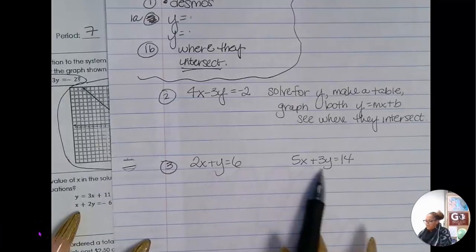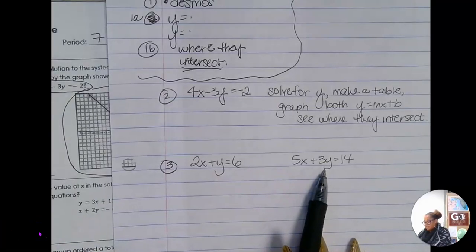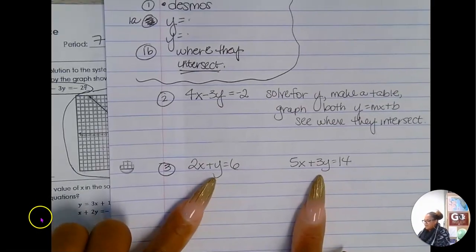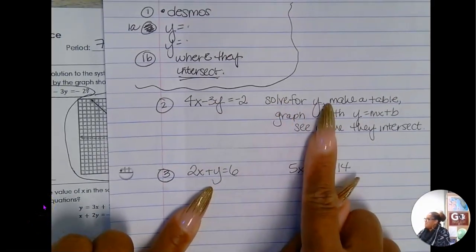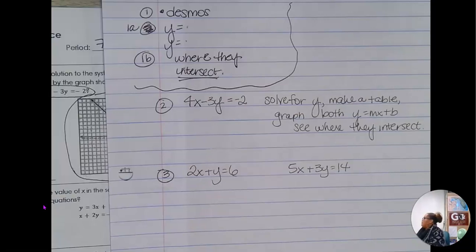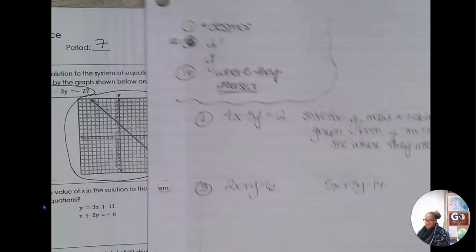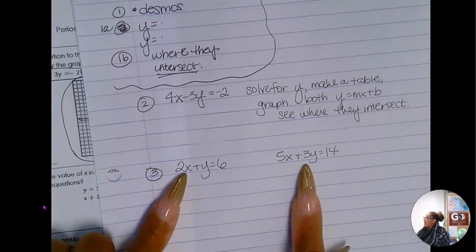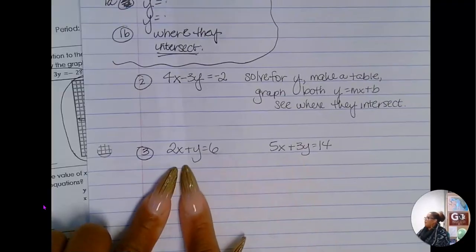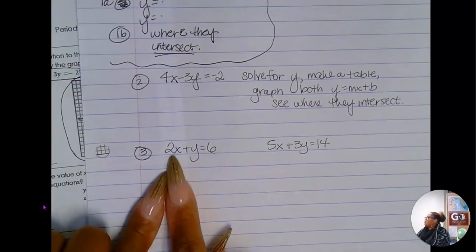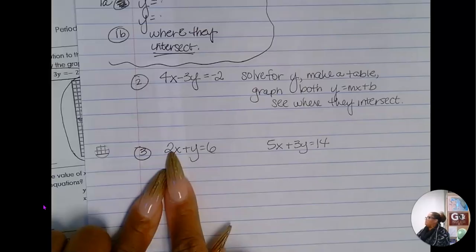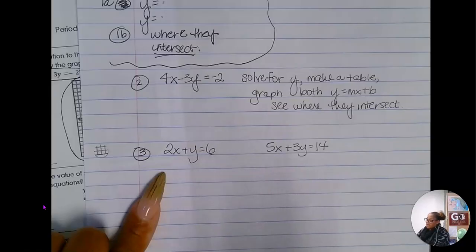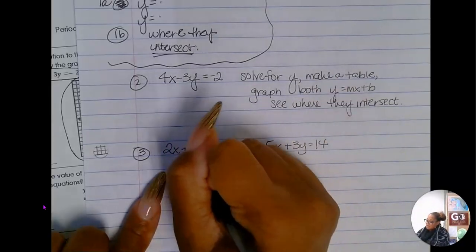Okay, on number 3, trick question, but not really a trick. Will my steps here be different from these steps? No, because I'm still looking for a solution, right? And what's a solution? It's where they cross. Okay? So I would need to solve for y here, which would be easy. All I need to do is subtract 2x.